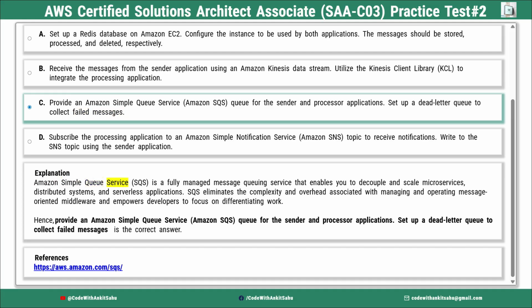Explanation: Amazon Simple Queue Service, SQS, is a fully managed message queuing service that enables you to decouple and scale microservices, distributed systems, and serverless applications. SQS eliminates the complexity and overhead associated with managing and operating message-oriented middleware and empowers developers to focus on differentiating work. Hence, provide an Amazon Simple Queue Service, Amazon SQS, queue for the sender and processor applications. Set up a dead letter queue to collect failed messages is the correct answer.